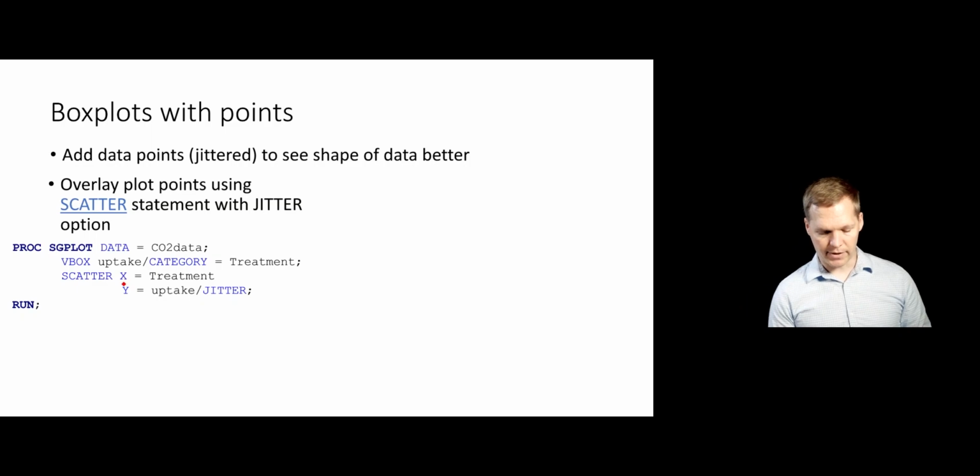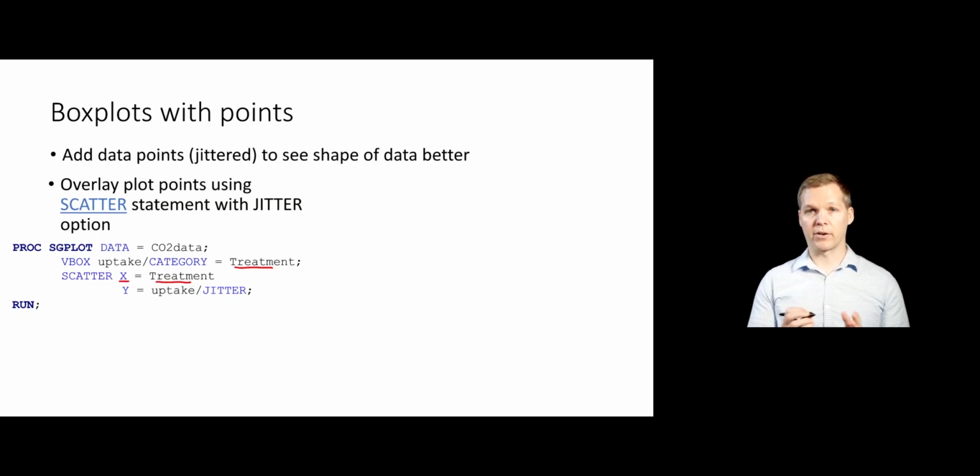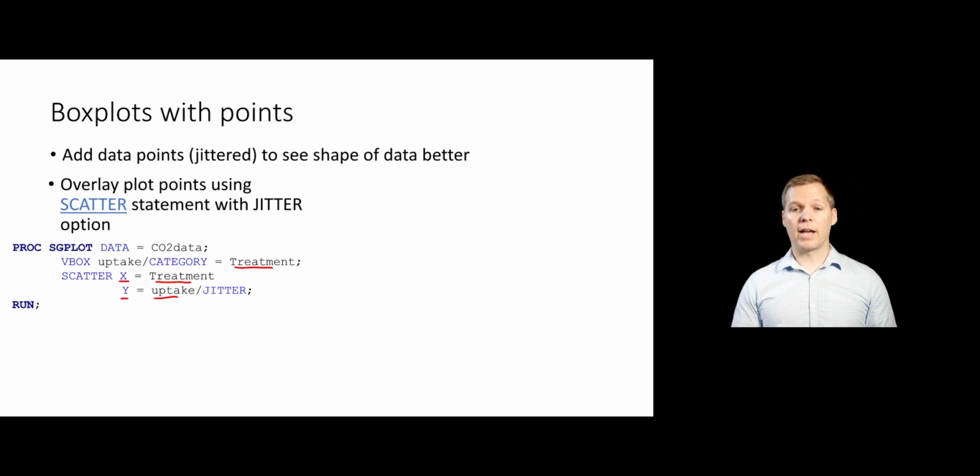And we're just going to specify that the x variable should be treatment, because that's what our categories are, so that's what's going across the x-axis. And then our y values, we want to have the uptake variables themselves. Now, if we didn't add this jitter bit, if we had 2 points in the same spot, they would lay right on top of each other, and we wouldn't be able to see that there's 2 points there. It would just look like 1 point.